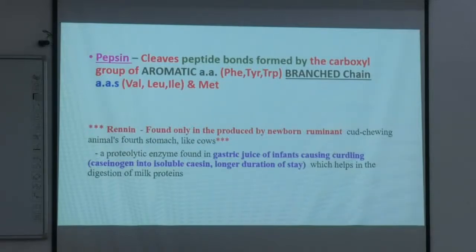Renin, for a long time, even when we were MBBS students, was thought to be present in gastric juice, but it is present only in ruminant animals, cud chewing animals. There is curdling of the milk and that retains it, but not in the human being. That curdling was required for a longer duration of stay, for proper digestion of milk.